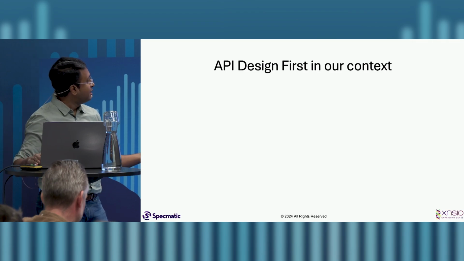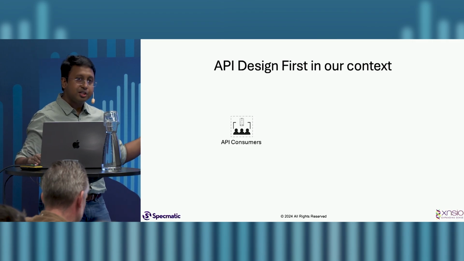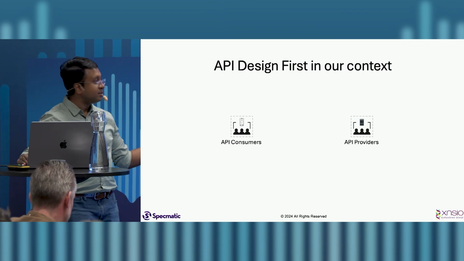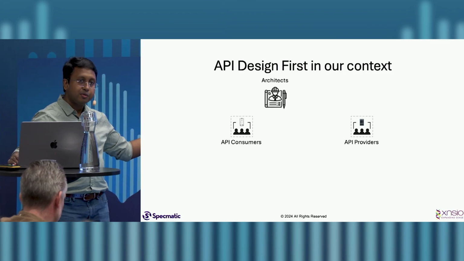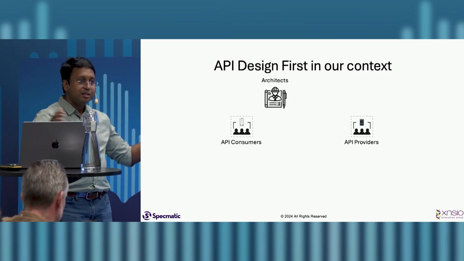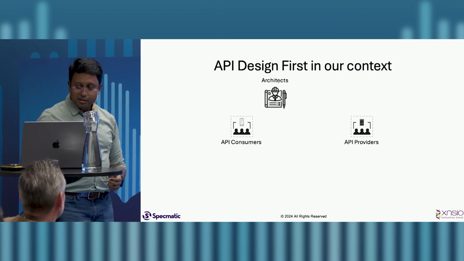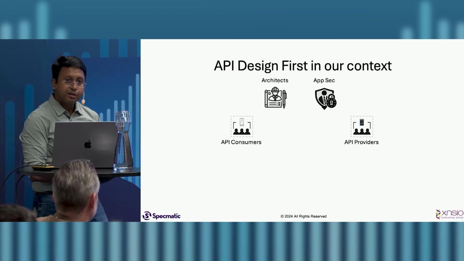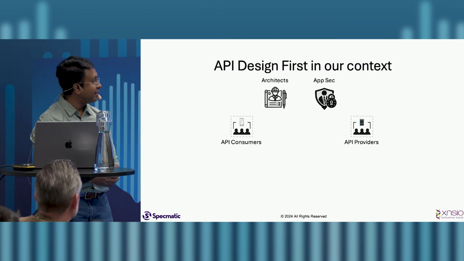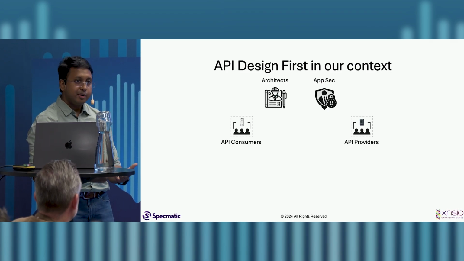So in our case, we had the API consumers, the engineers from that team, the API providers, the architects who need to work with making sure the organization is consistent across its API design. Then we have, of course, the AppSec people. The security is as important as everything else. So all of these people come together as a group, and we want to collaborate on the API design.